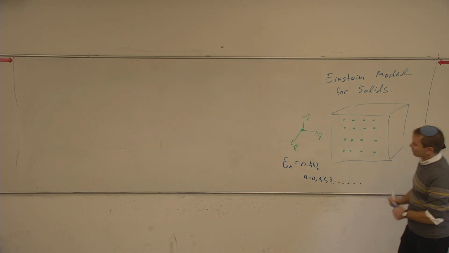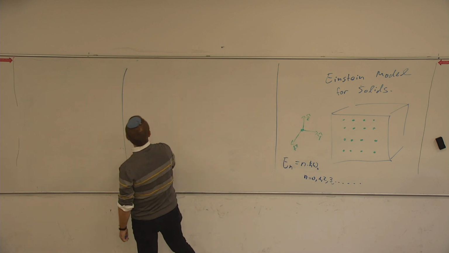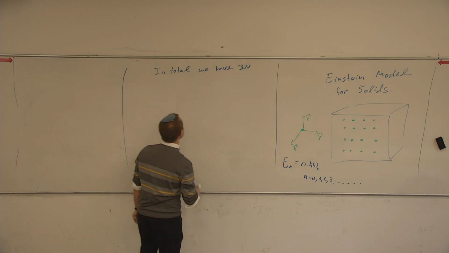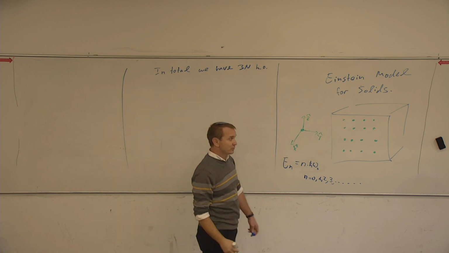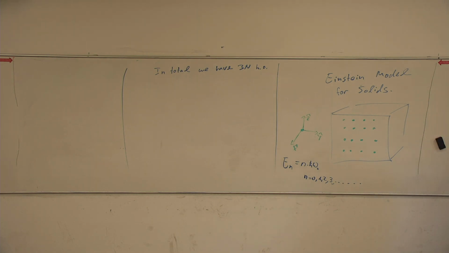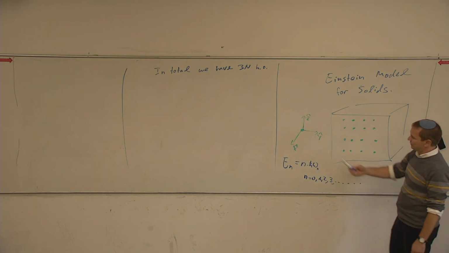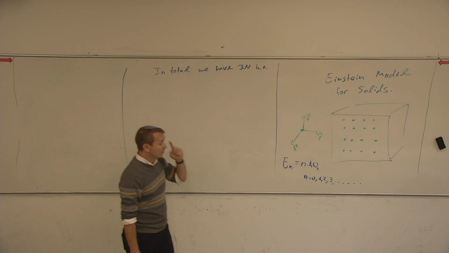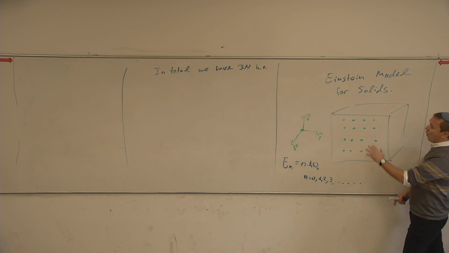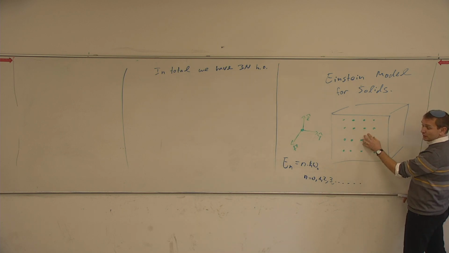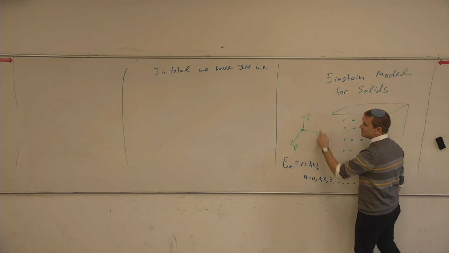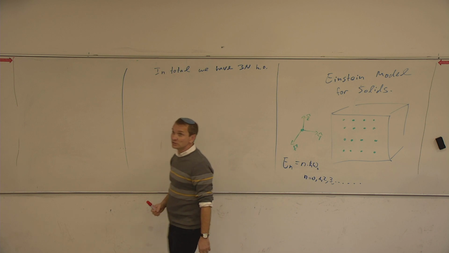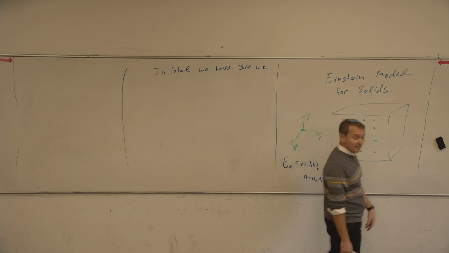In total, we have 3N harmonic oscillators. Why 3N? Because the total number of particles is N, and each of the particles can vibrate in any of three dimensions. So basically, 3 degrees of freedom per particle multiplied by N. Everything is independent, so all the particles are independent from each other, and the vibration along each of the axes is also completely independent. So we simply said, we have here 3N harmonic oscillators, each of them completely independent, and they are all identical.